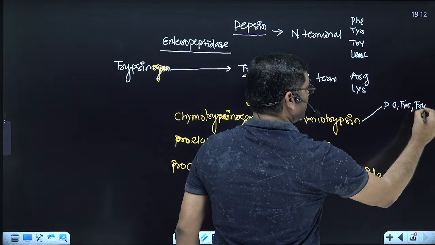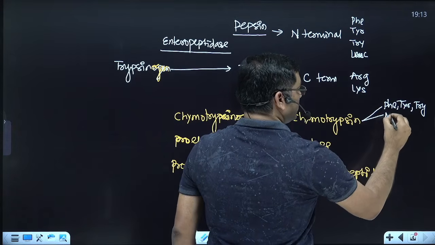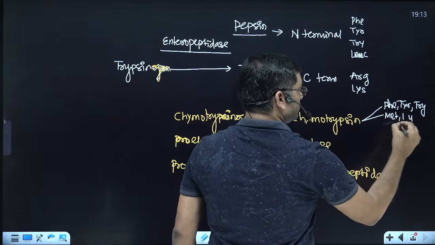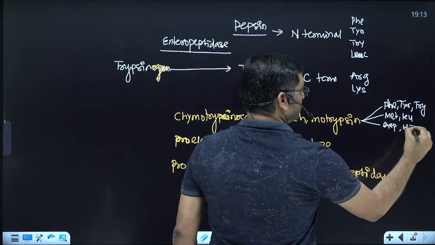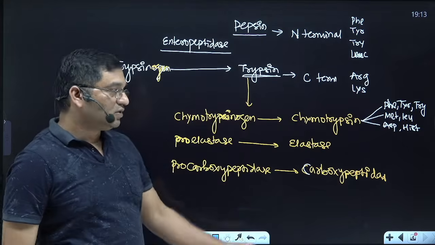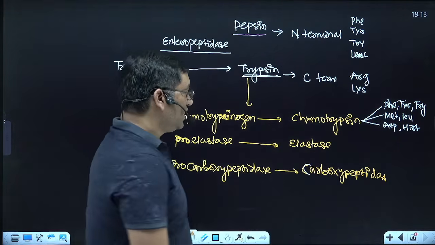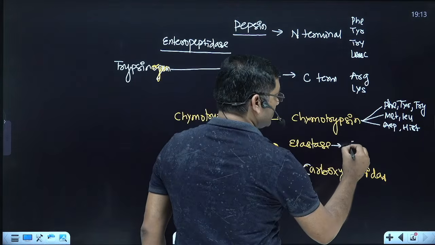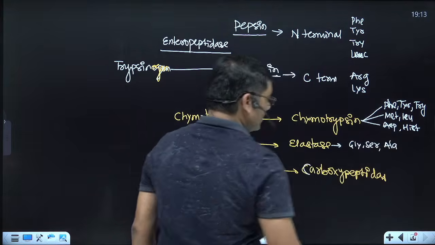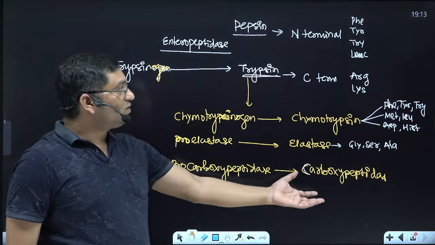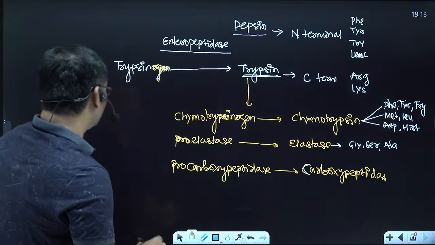These are the aromatic amino acids. Then it will act on the methionine, leucine. It will act on the aspartic acid, histidine, the carboxyl terminal amino acid. The peptide bonds formed by the carboxyl terminal amino acid. Elastase will act on the carboxyl terminal glycine, serine, alanine. The carboxypeptidase will act on the carboxyl terminal amino acid and will free the amino acid.